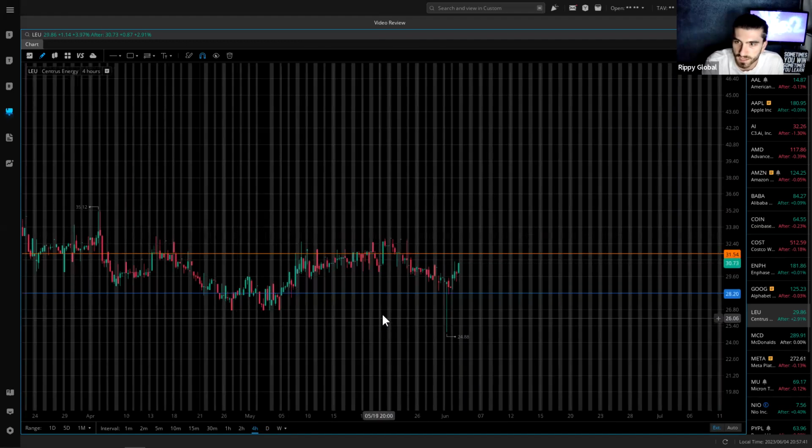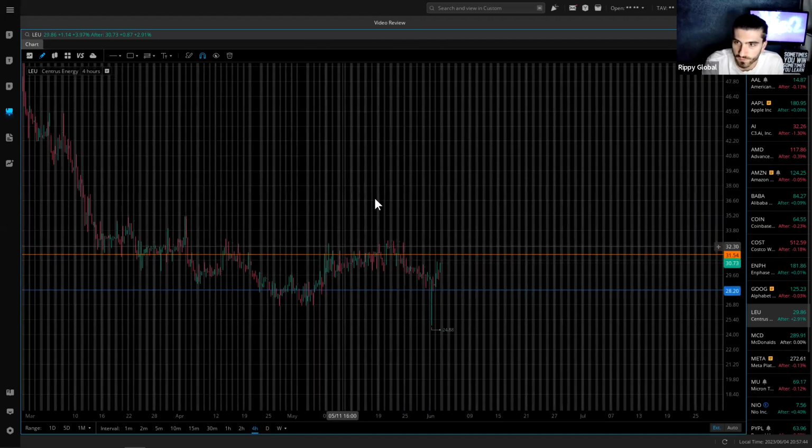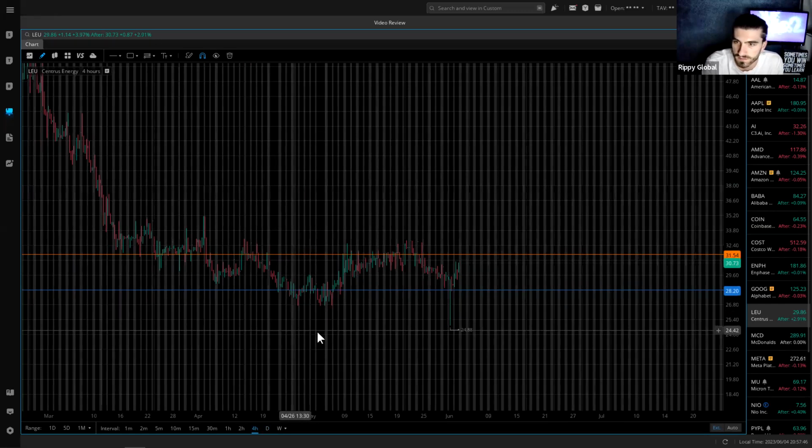There's not much volume on this stock, and I can tell just by the way the pre-market and after hours are looking with the gaps. There's not a lot of volume at all, honestly.